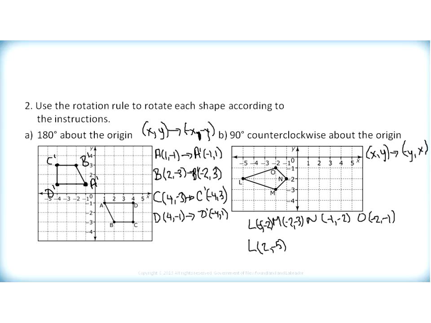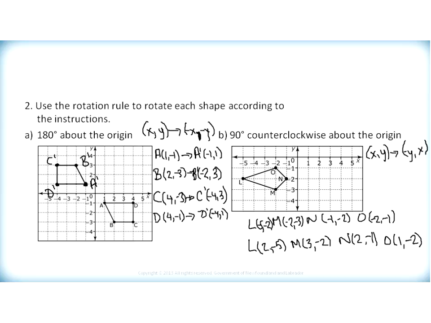2, -5. M is going to become 3, -2. N is going to become 2, -1. And O is going to become 1, -2.